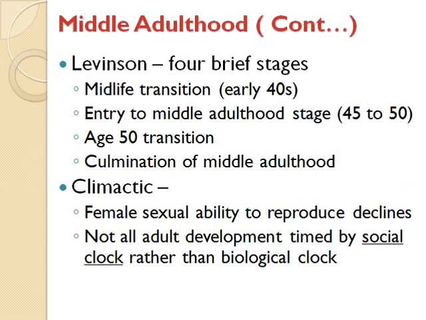Climacteric, female sexual ability to reproduce declines. Not all adult development is timed by a social clock rather than a biological clock.